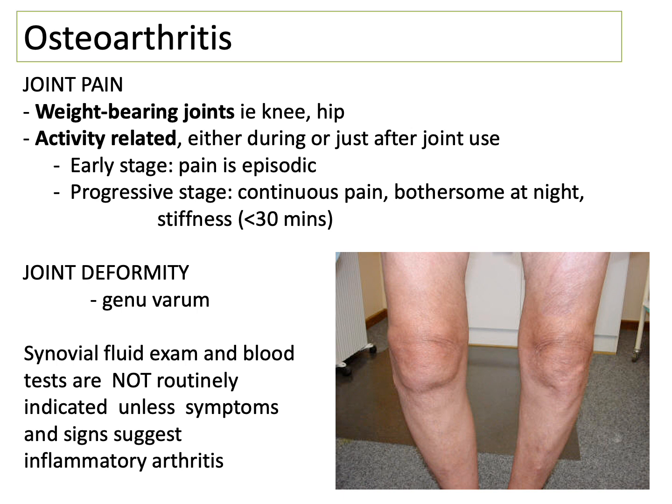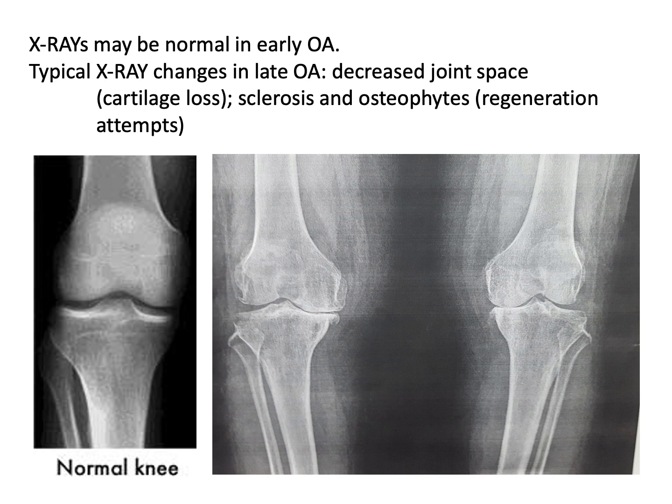So the most common deformity seen in patients with osteoarthritis, especially knee osteoarthritis, is the genu varum deformity. And unless there are symptoms and signs such as inflammatory arthritis, synovial fluid exam and blood tests are not routinely indicated. So the radiographic exam may be normal in early osteoarthritis, but the typical X-ray changes in late osteoarthritis will be decreased joint space, with sclerosis and osteophyte formation.